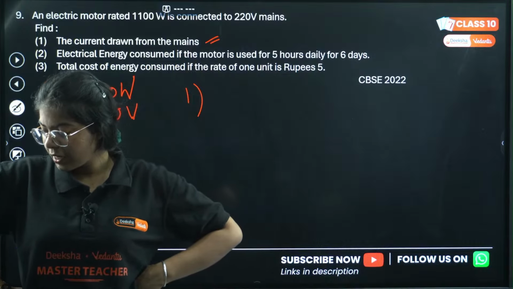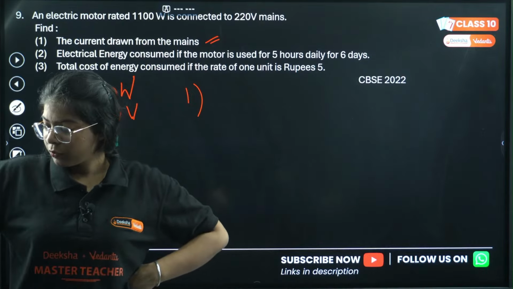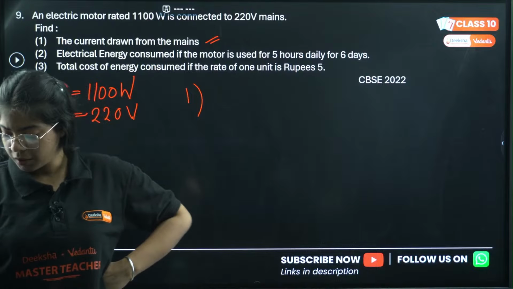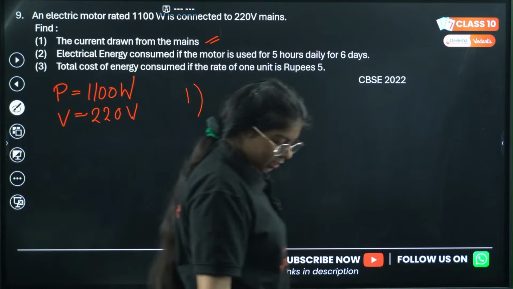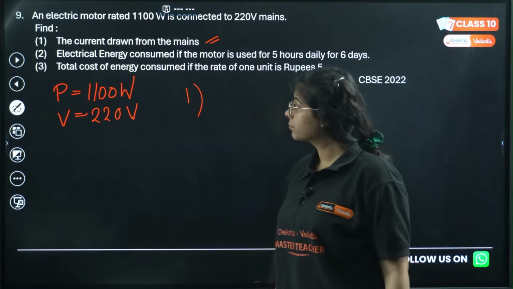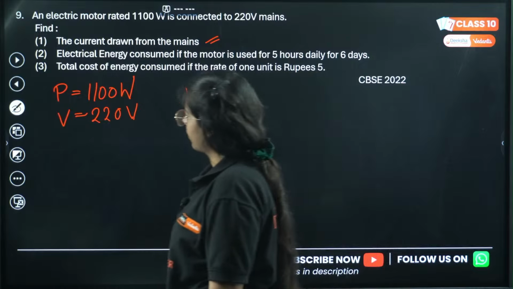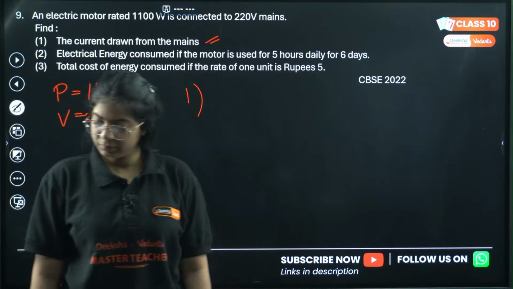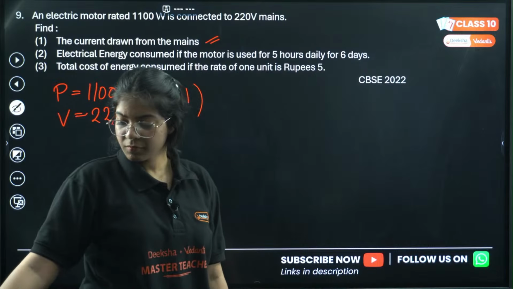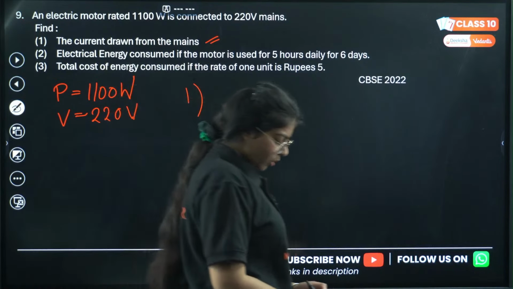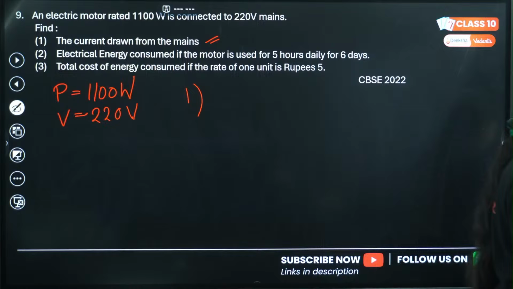I'm waiting for your answer. What will be the current drawn from the mains if power and voltage is given? Can you guys answer me this question? Anyone?